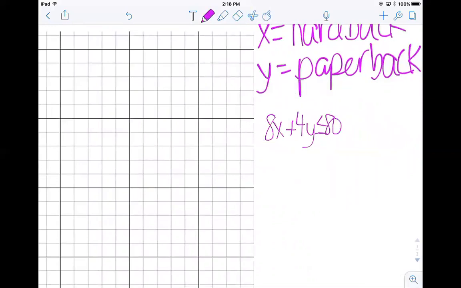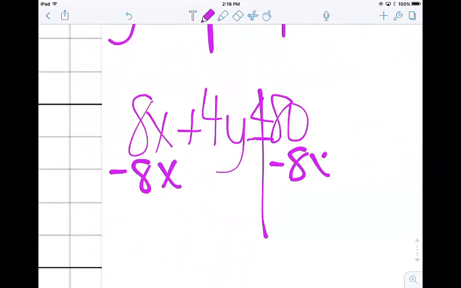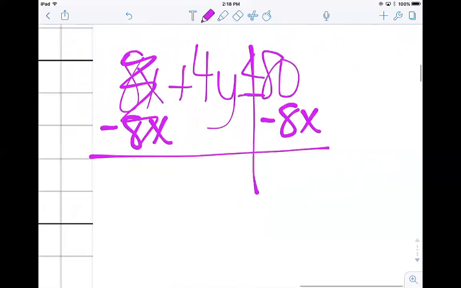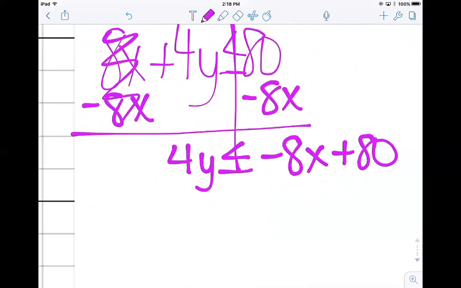So from here, we want to graph it. And the way it's set up, we are going to take our 8X and bring that across the line. So the 8X is gone. We're going to bring down our 4Y, bring down our symbol. And then I'm going to put my negative 8X first because I'm used to my slope being the first thing. And then my plus 80. So notice that the 80 and the negative 8X don't get put together and say like 72X.